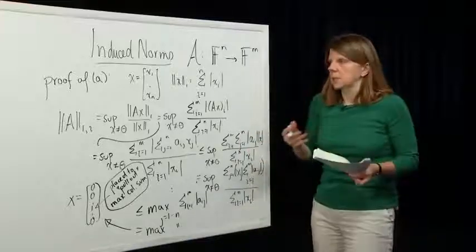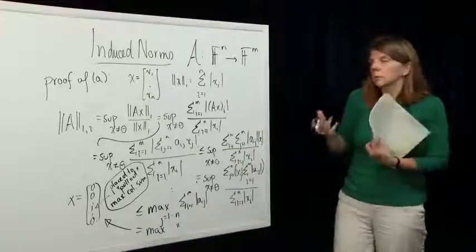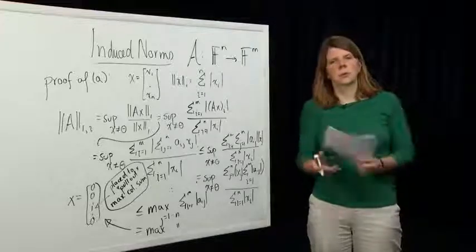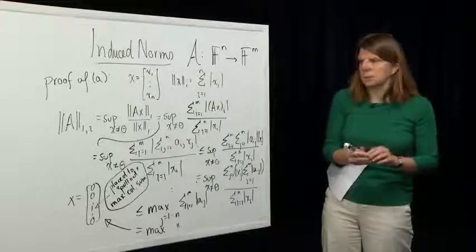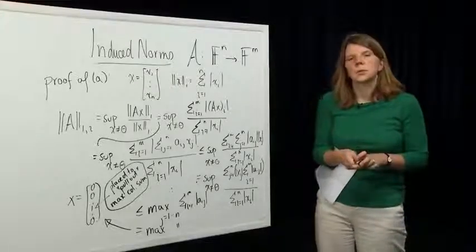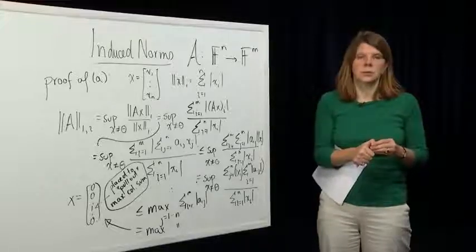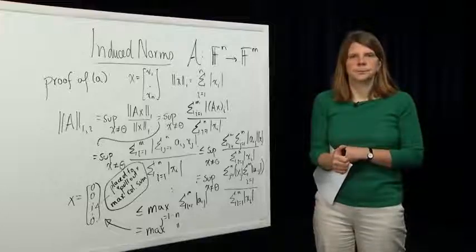Typically when we use matrix norms, we could use general matrix norms like the Frobenius norm, for example. But really the most popular norms that we use for matrices are the induced two norm, the induced one norm, and the induced infinity norm. They're easy to calculate and they're easy to use.